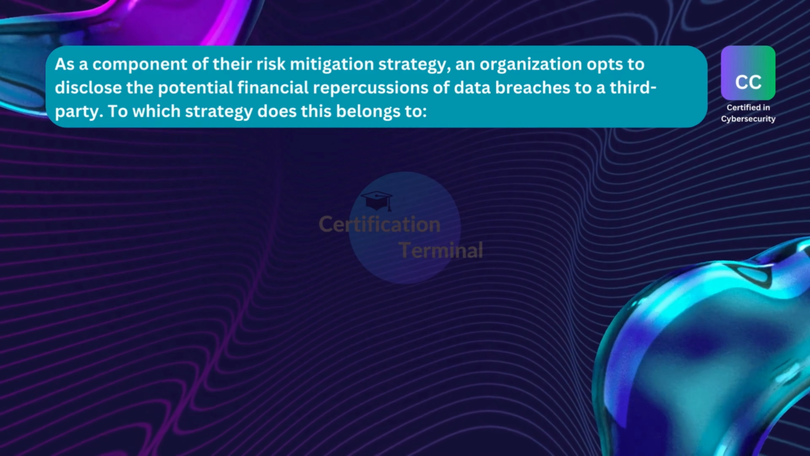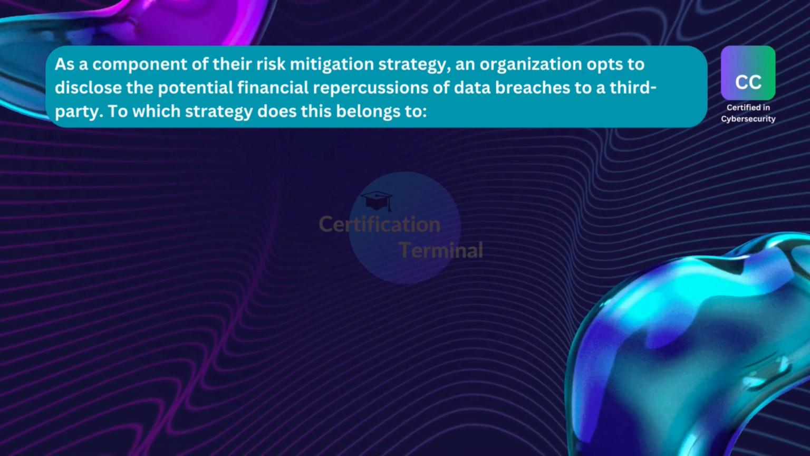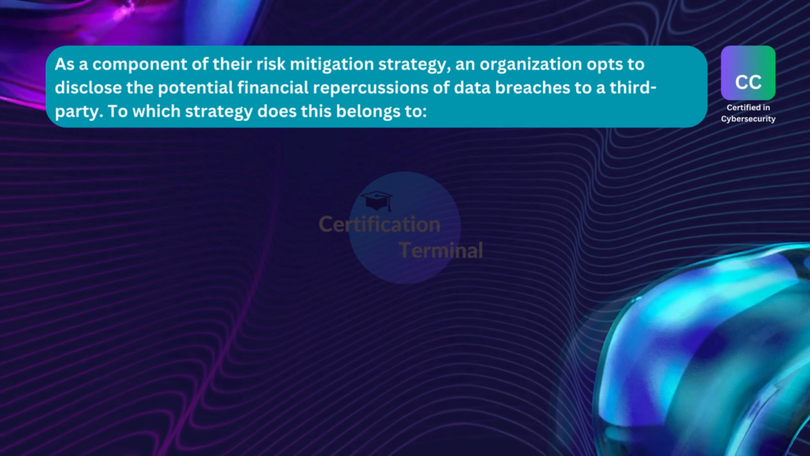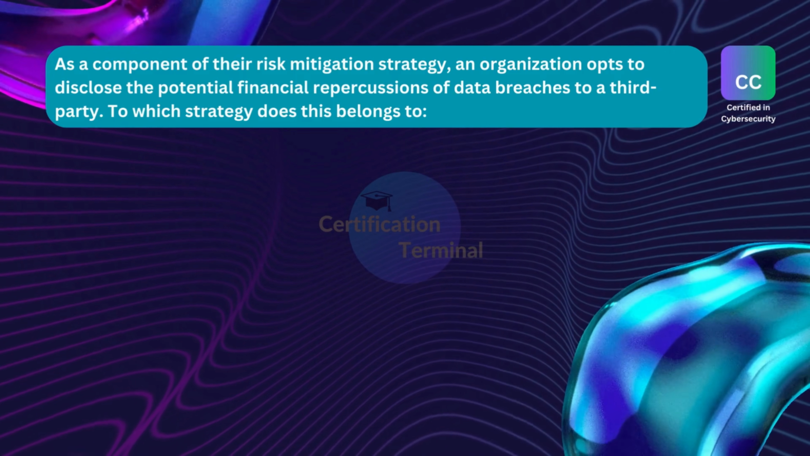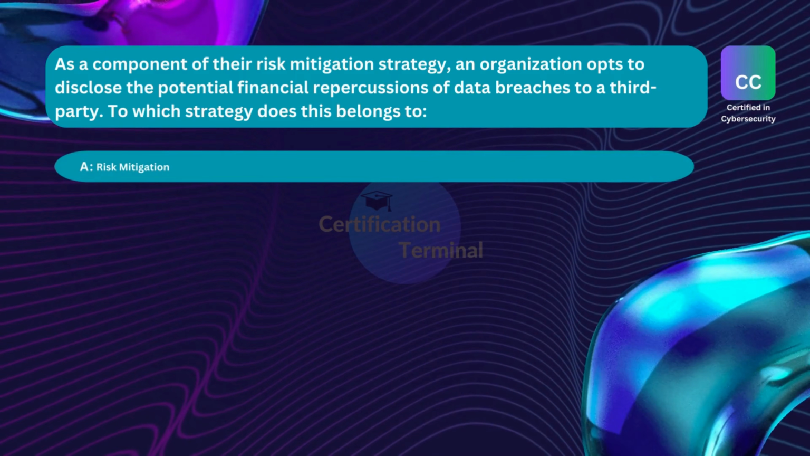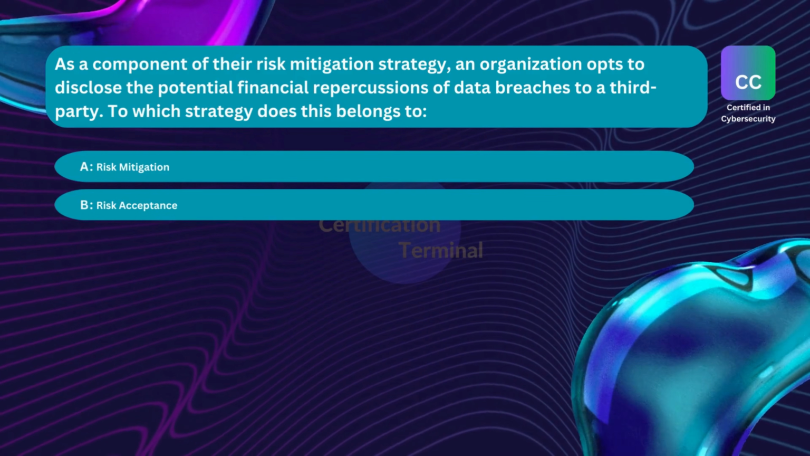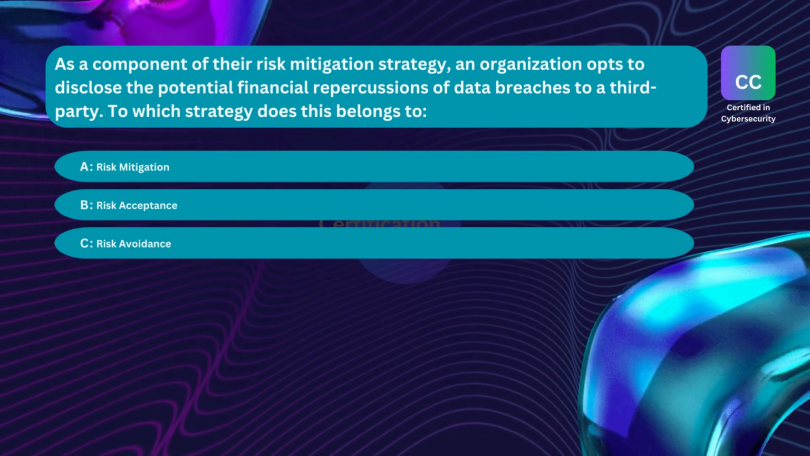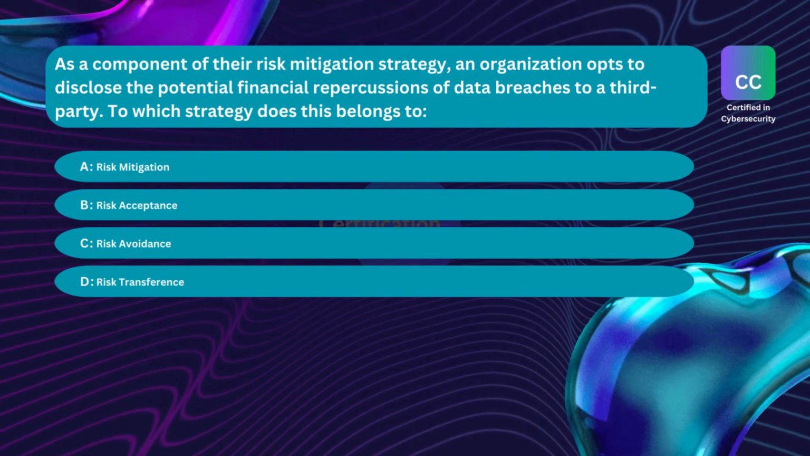Question number 7. As a component of their risk mitigation strategy, an organization opts to disclose the potential financial repercussions of data breaches to a third party. To which strategy does this belong? Option A, risk mitigation. Option B, risk acceptance. Option C, risk avoidance. Option D, risk transference.